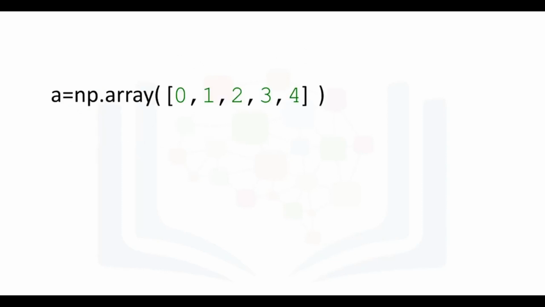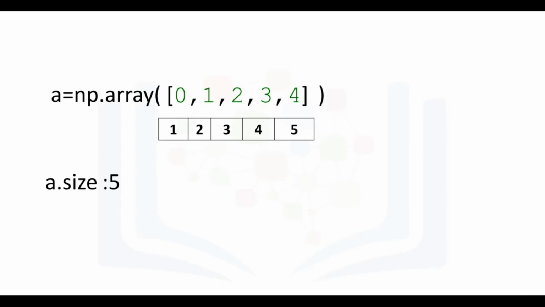Let's review some basic array attributes using the array a. The attribute size is the number of elements in the array. As there are 5 elements, the result is 5. The next 2 attributes will make more sense when we get to higher dimensions, but let's review them. The attribute ndim represents the number of array dimensions or the rank of the array, in this case 1. The attribute shape is a tuple of integers indicating the size of the array in each dimension.